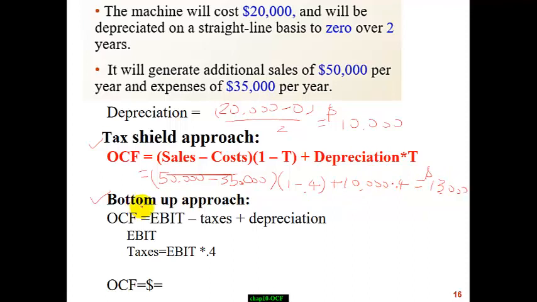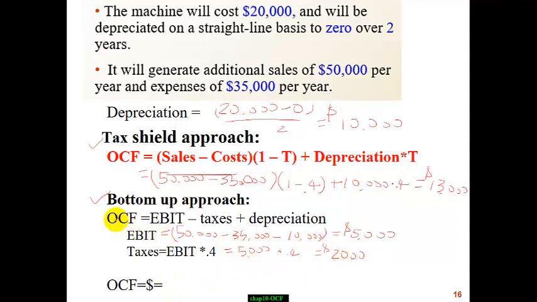Let's practice the bottom-up approach. To get EBIT, we start with sales revenue, subtract cost, and subtract depreciation. EBIT is earnings before interest and tax. So this amount is EBIT, and the tax is simply 40% of that. EBIT is $5,000, so tax is $5,000 times 0.4, which is $2,000.